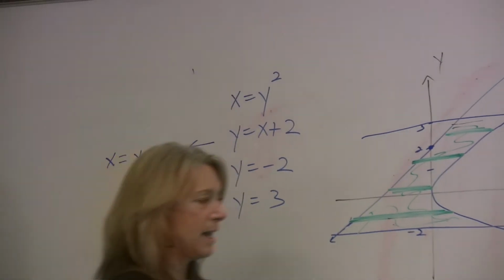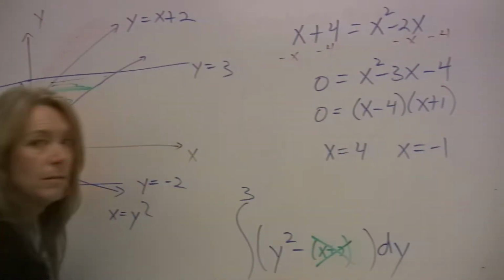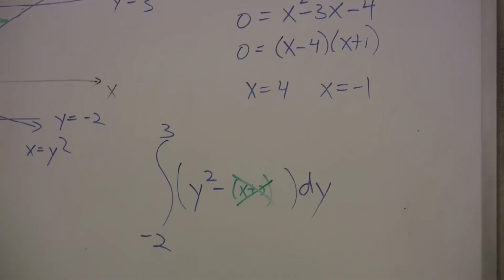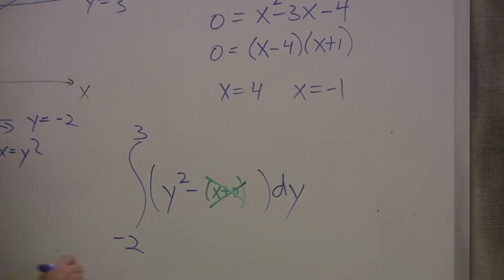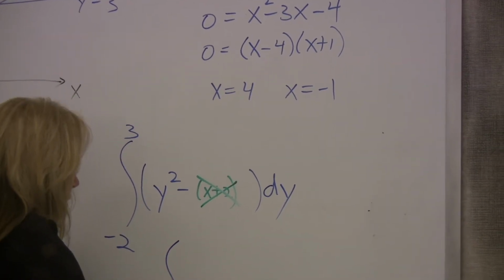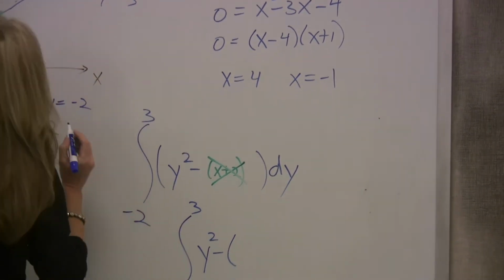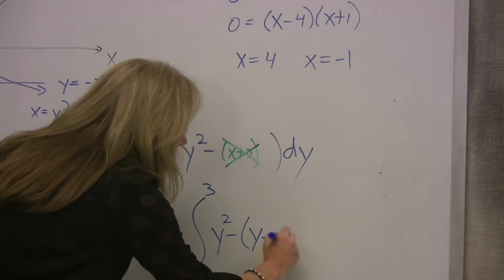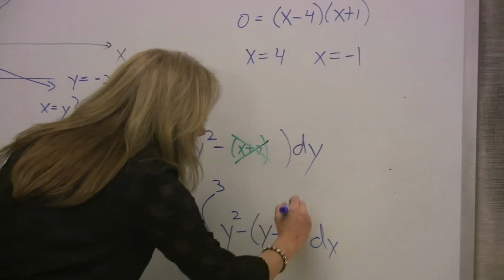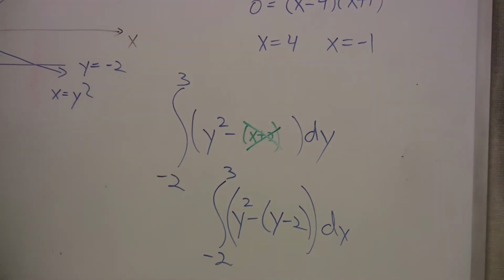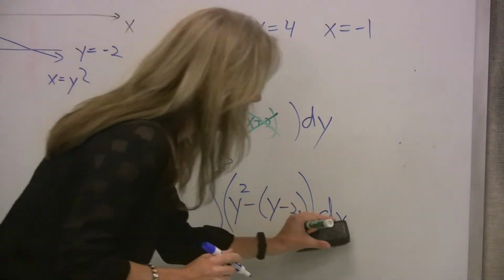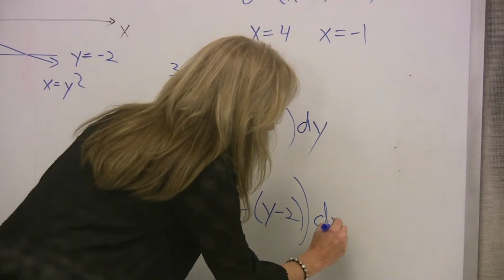So instead of this guy, I can't have him in there because that's a function of x. I'm supposed to have y's. I'm going to rewrite it as the integral from -2 to 3 of y squared minus, was it y minus 2? y minus 2 dy. dy looks like an x, better be careful. I said it. There we go.